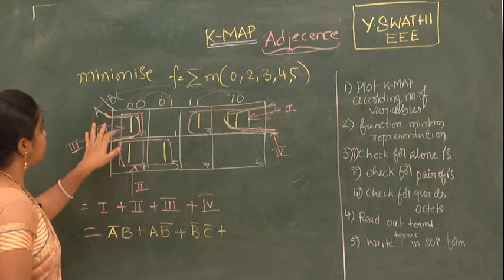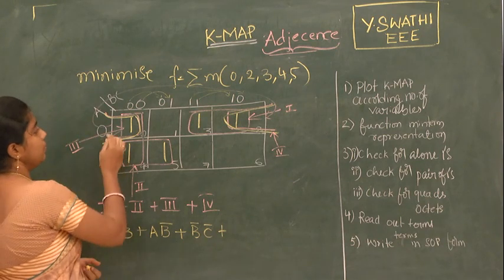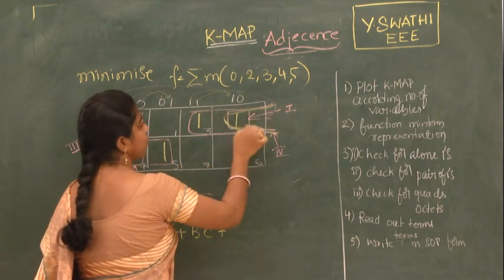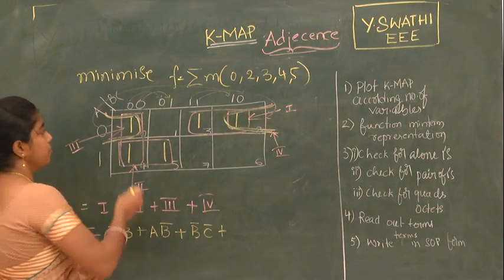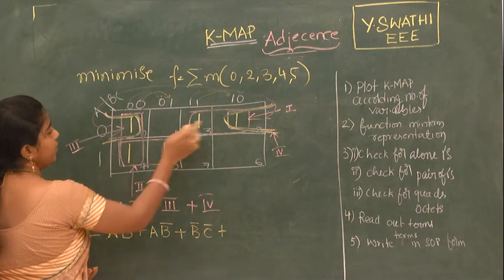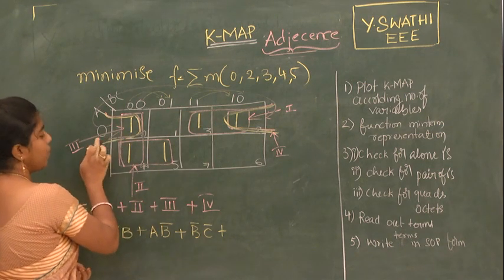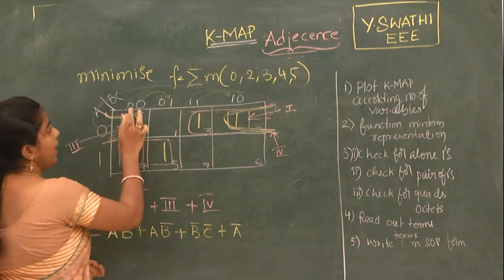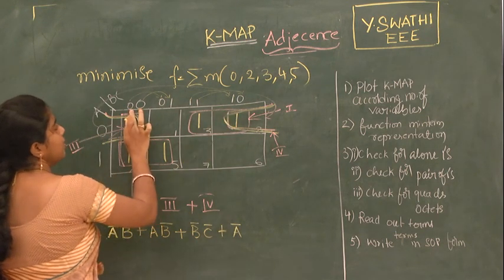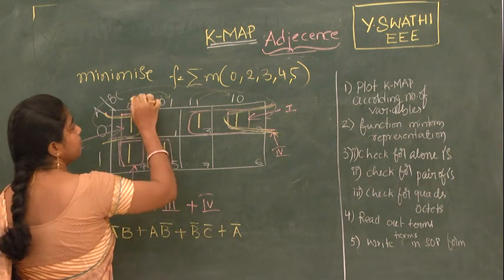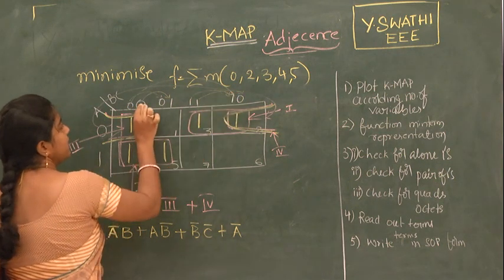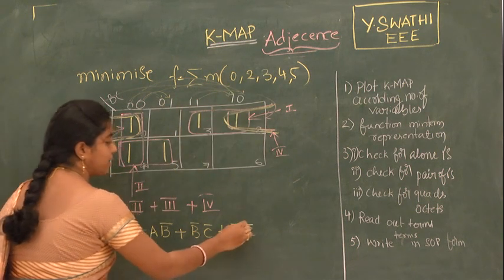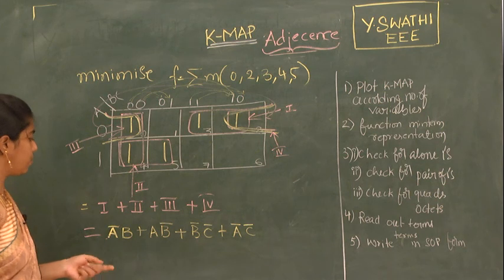And what is the fourth term? It is a combination group of 0 and 2. So in this 0 and 2, what is the common? A is common in a complemented form. So A bar because A is 0 here. And in these two combinations, B changed from 0 to 1. And C is 0 here and 0 here. So C is in complemented form.